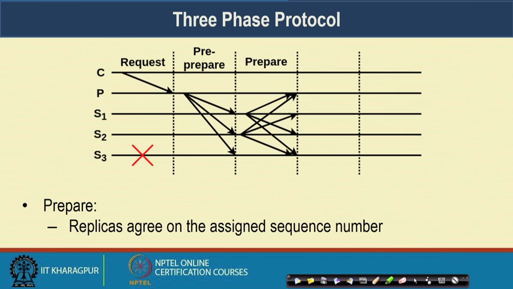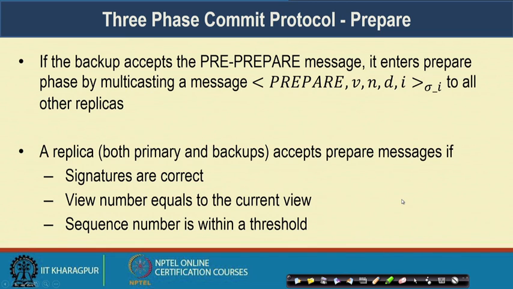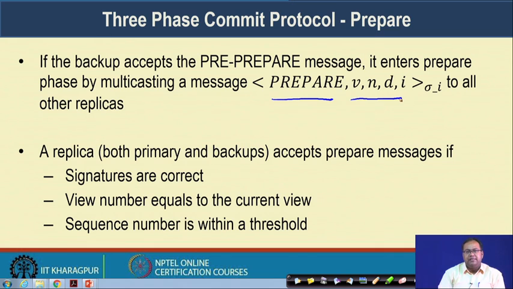The second phase is the prepare phase. In the prepare phase, this secondary sends a prepare message to all the replicas. So, let us look into this prepare message in detail. If the backup accepts the pre-prepare message, then it enters this prepare phase, and in this prepare phase it multicasts the prepare message. So, the prepare message has a similar set of parameters which were there in the pre-prepare phase, the view number, the sequence number, the message digest, along with the identity of the backup which is broadcasting this prepare message, and the entire thing is encrypted by the private key of the backup to ensure it is a digital signature, and this prepare message is originating from backup i. So, that is the prepare message which has been broadcasted in the prepare stage.